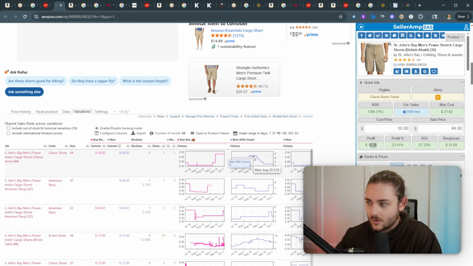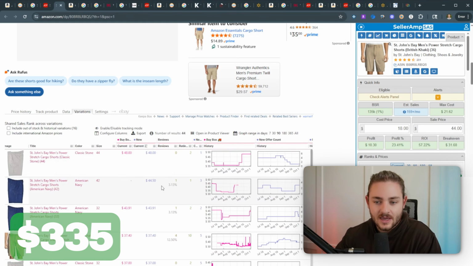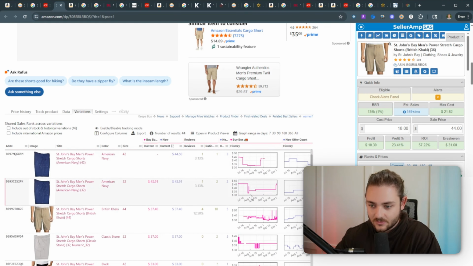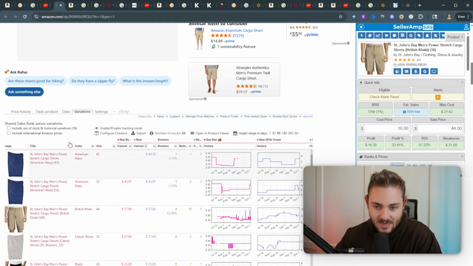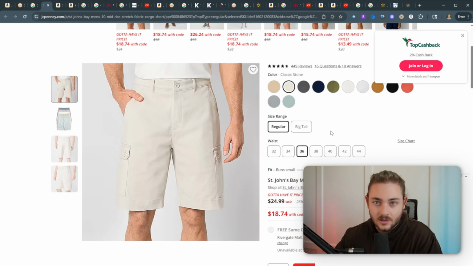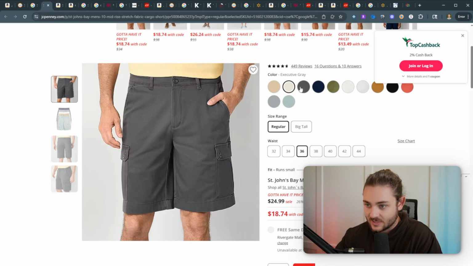And I do see that new offer count decreasing pretty quickly. So it seems like this is actually selling. So I'd probably get 10 of those, go ahead and add another 100 bucks in profit to our running total here. And then we'll also go ahead and check these navy ones right here. So 44 bucks on those. And then I believe we will be officially out of time at that point.